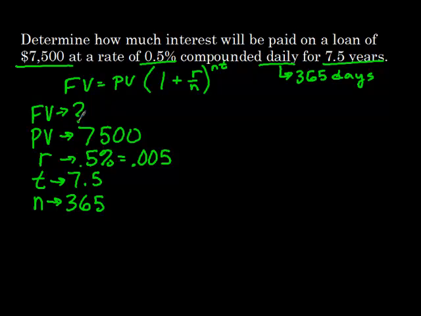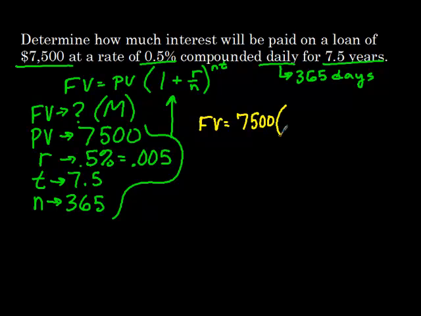Remember I told you that FV is the same thing as maturity. So we have to go through and actually subtract 7,500 to find out what our value of I is. We'll do that at the end. So we just start filling all of this information into our formula. We end up having something that looks like FV equals 7,500 times 1 plus 0.005 over 365, raised to the 365 times 7.5 power.